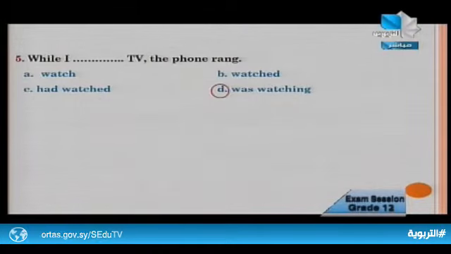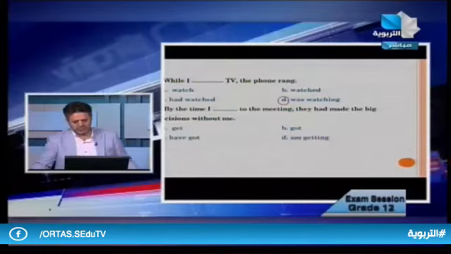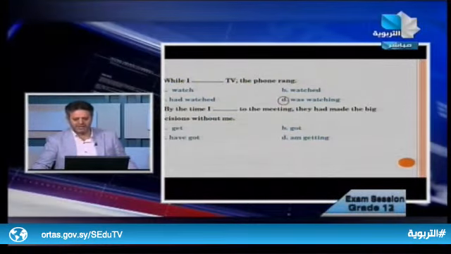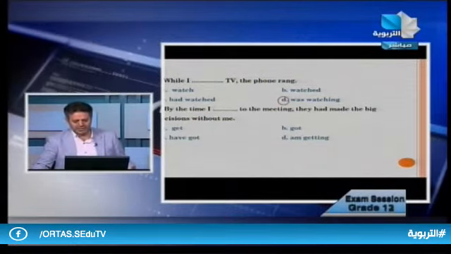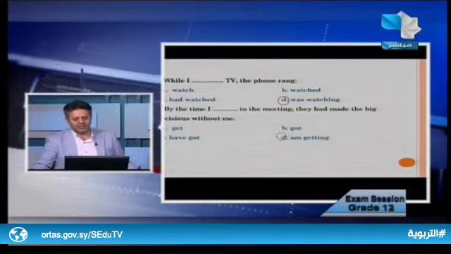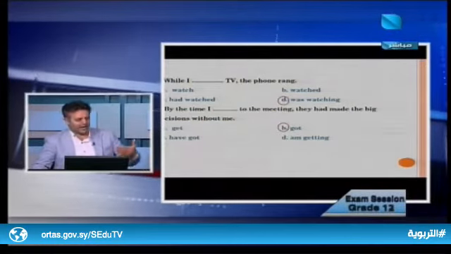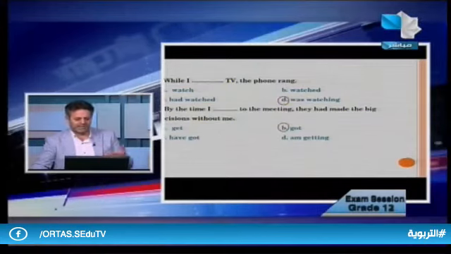Okay. Number 6: by the time I to the meeting, they had made the big decision without me. Get, got, have got, I'm getting. So the answer is got, B. By the time something happened, we have another action which happened before it.